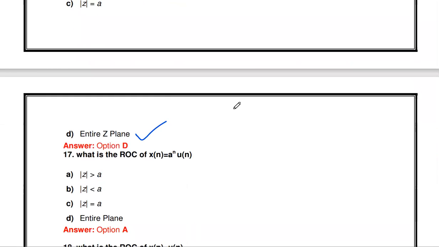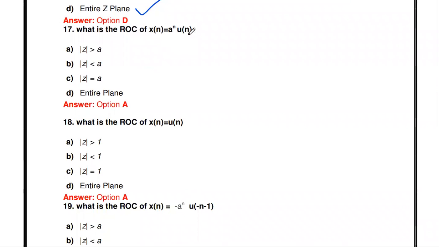This D is the answer. Then what is the ROC of the sequence x of n equal to a power n u of n? Okay, so you already know the Z transform of a power n u of n is Z by Z minus a. In order to calculate this ROC, we have to take the denominator part as greater than 0. So Z minus a greater than 0, so Z should be greater than a. Okay, so modulus of Z greater than a is the ROC. The denominator part we have to equate to 0 and find the value of Z.